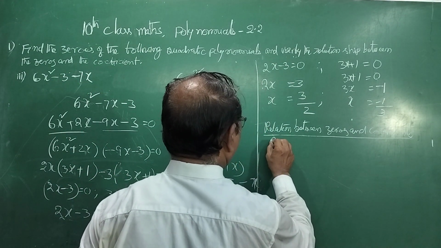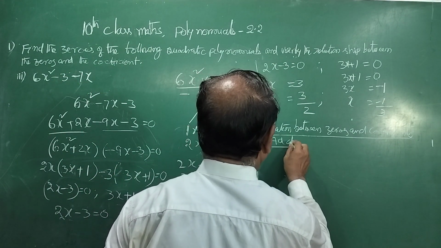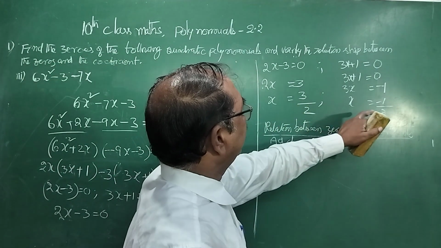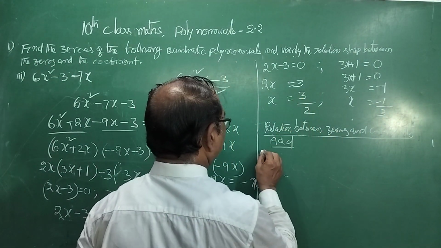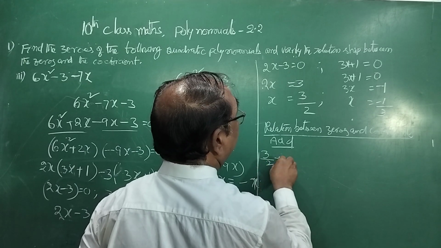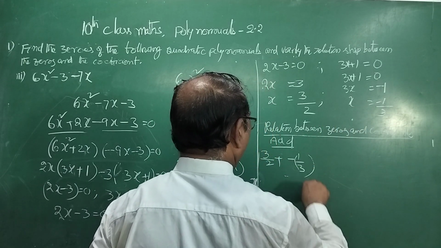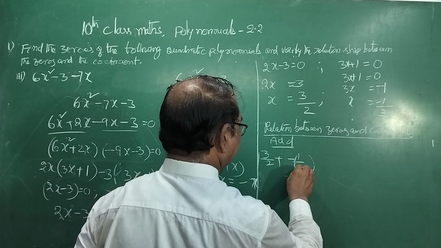When we add, what are the two zeros? These are the two zeros: 3 by 2 plus minus 1 by 3. These we have to add.